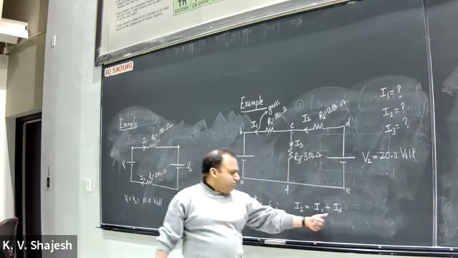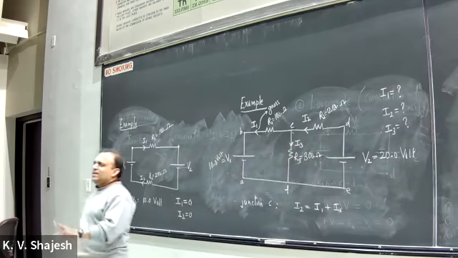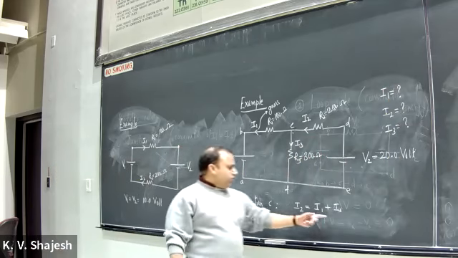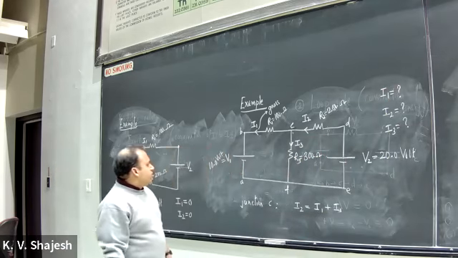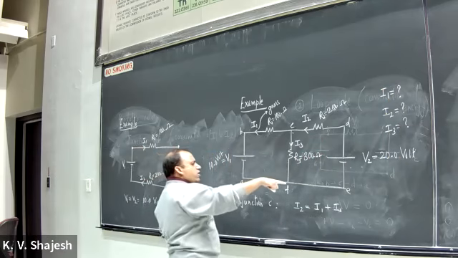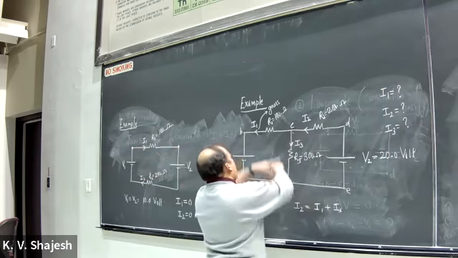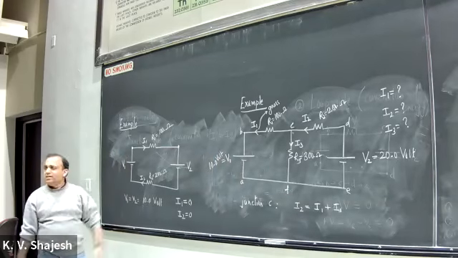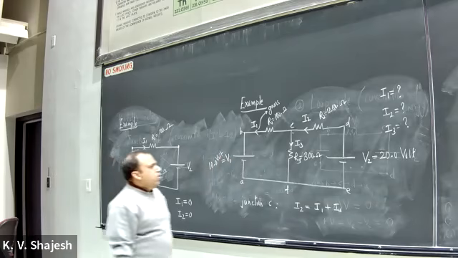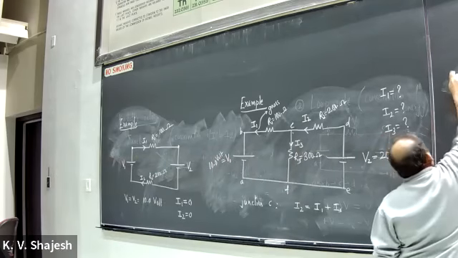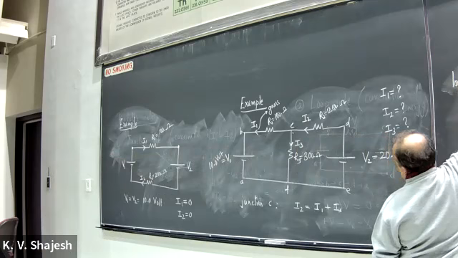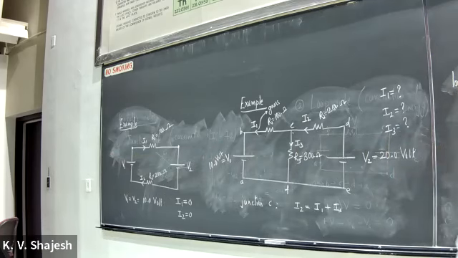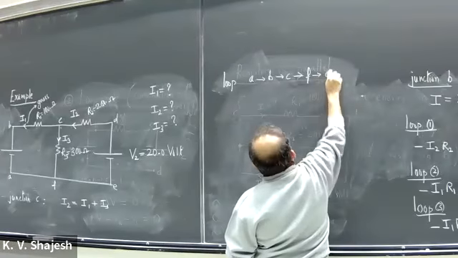We immediately have this relation, which means that out of the three, if we know two, then we can solve for the third. So let's build two loops. It's convenient to build this as one loop and that as a second loop, or you can build the outer one also as a loop. So let's do the side by side loops. Let's say loop A to B to C to F to A again.